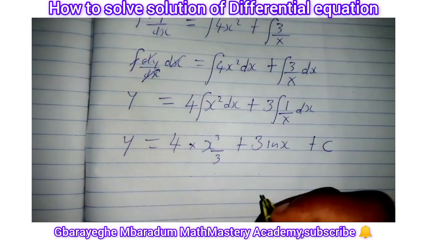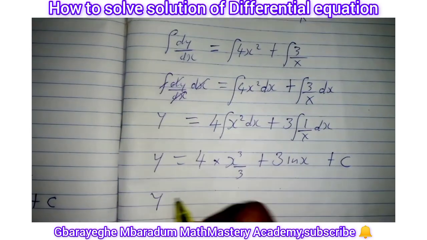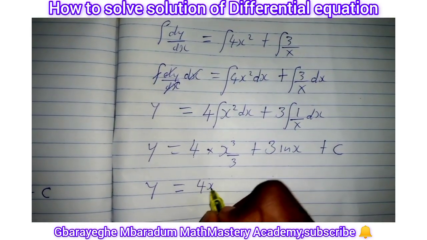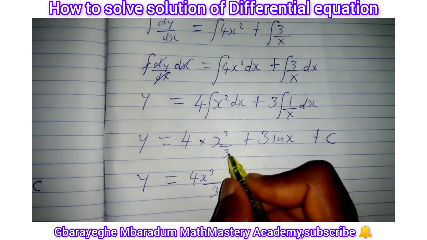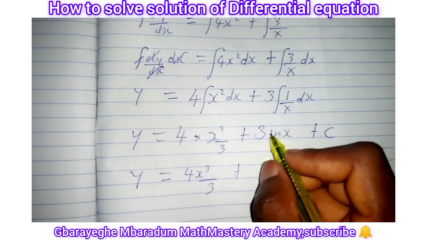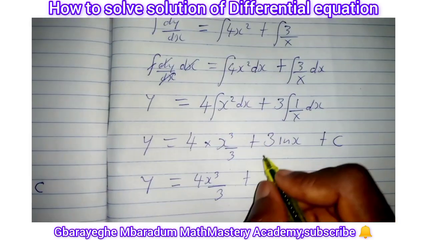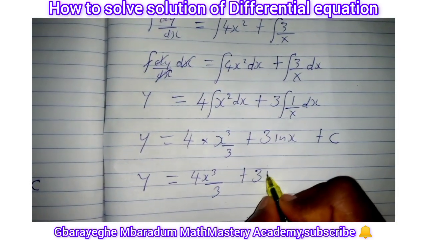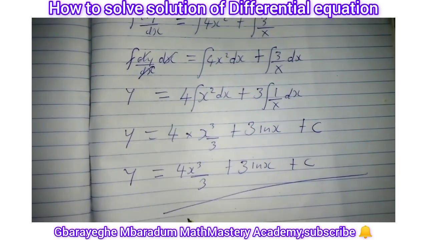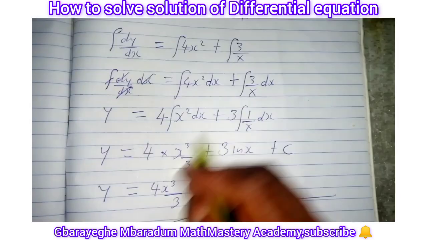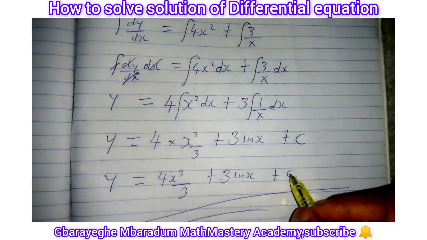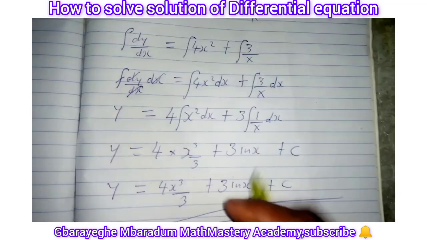Now we know that our y now becomes 4 times x cubed, 4x cubed all over the 3 that was on the downside, plus 3 times ln of x plus our constant c, and this is the final answer. And this is called a general solution in differential equation, because we do not know the actual value of c, so that's why we call it the general solution.